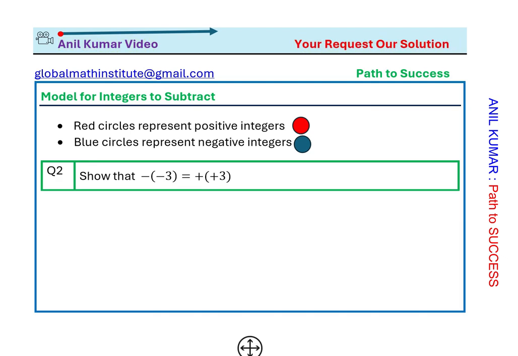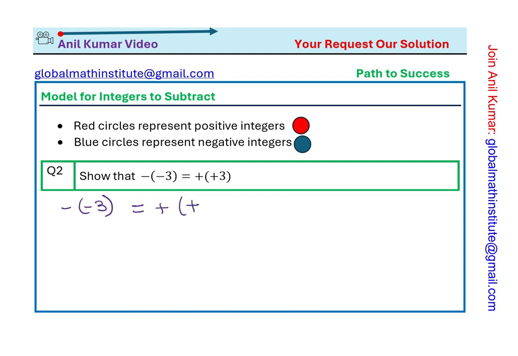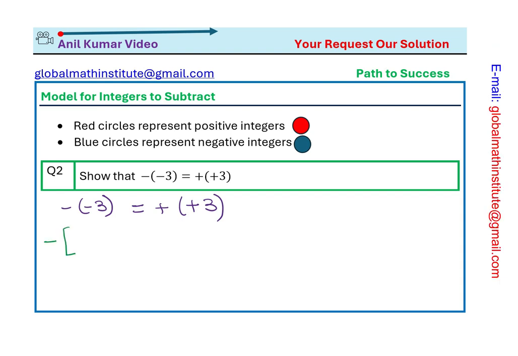Here is the second example. This time we have minus of minus 3, and we need to show that this is plus of plus 3. In the language of counters, let me draw it. We could do minus of, within brackets, minus 3, which really means 3 negative counters, the blue circles. Here we have plus of plus 3, which means 3 positive.